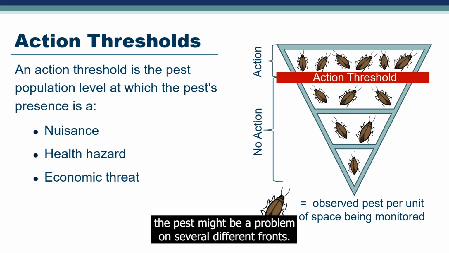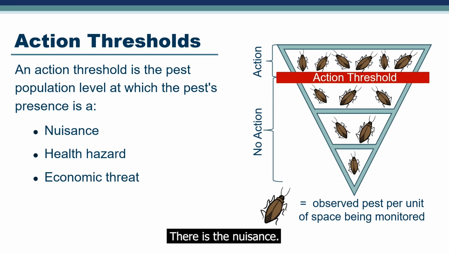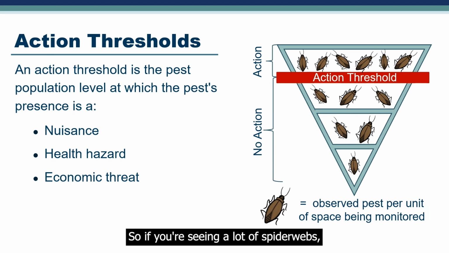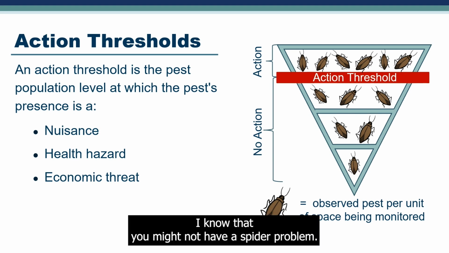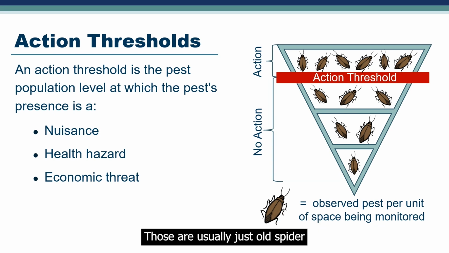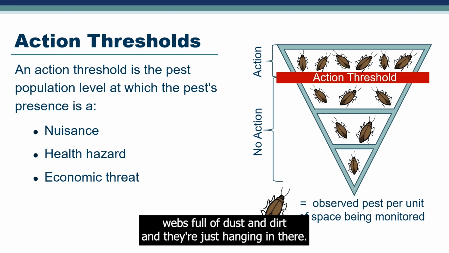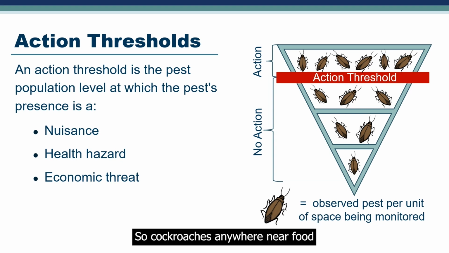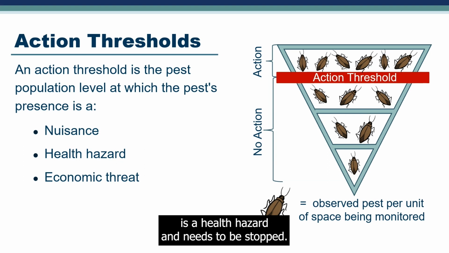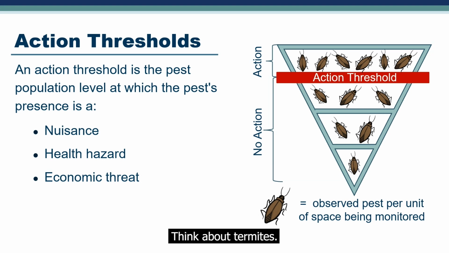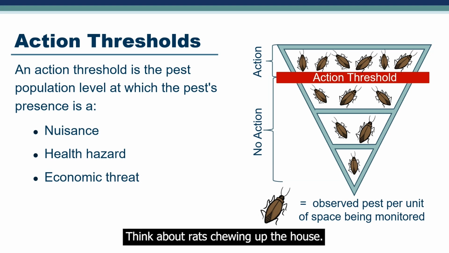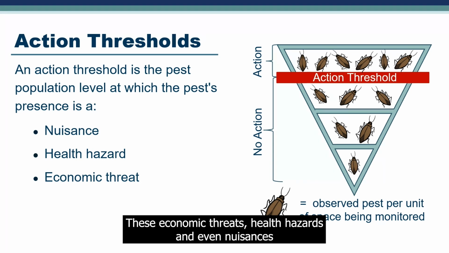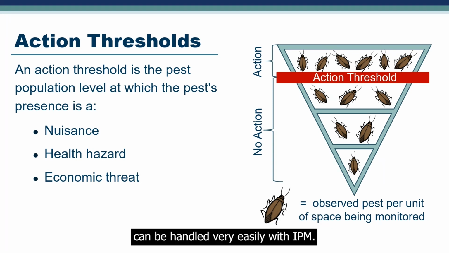Knowing that the pest might be a problem on several different fronts, there is the nuisance. So if you're seeing a lot of spider webs, know that you might not have a spider problem. Those are usually just old spider webs full of dust and dirt, and they're just hanging there. That's a nuisance when you touch them and you see them. Then there is a health hazard. So cockroaches anywhere near food is a health hazard and needs to be stopped. Then, of course, there are economic threats. Think about termites. Think about rats chewing up the house. These economic threats, health hazards, and even nuisances can be handled very easily with IPM.